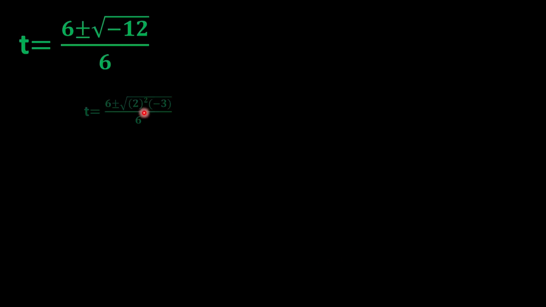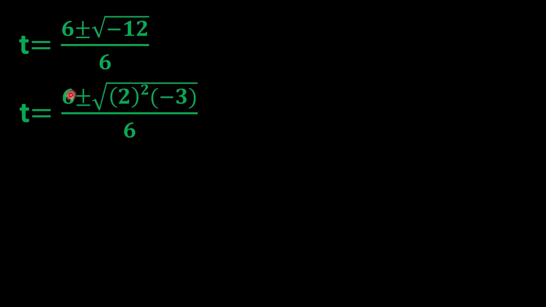And now t equal to 6 plus minus under the root 2 square into minus 3, because we can write this minus 12 as 4 times minus 3, which again equals minus 12. So we can write this equation like this. And now this square will cancel this square root, so 2 will come out of the root. So overall our equation will become 6 plus minus 2 under root minus 3 divided by 6.